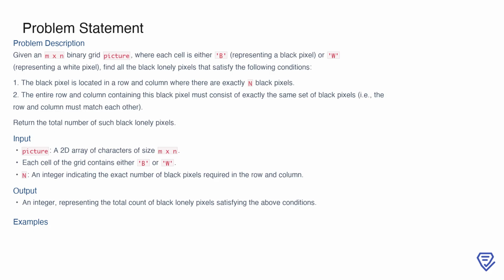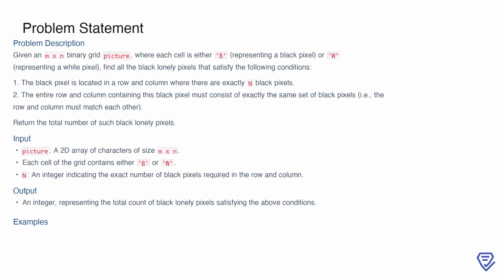Each cell in this grid contains either a B, representing a black pixel, or a W, representing a white pixel. Our goal is to find all the black pixels that meet two specific conditions. Firstly, the black pixel must be located in a row and column where there are exactly n black pixels. Secondly, the entire row and column containing this black pixel must have the exact same set of black pixels, meaning the patterns of black pixels in the row and column must match.